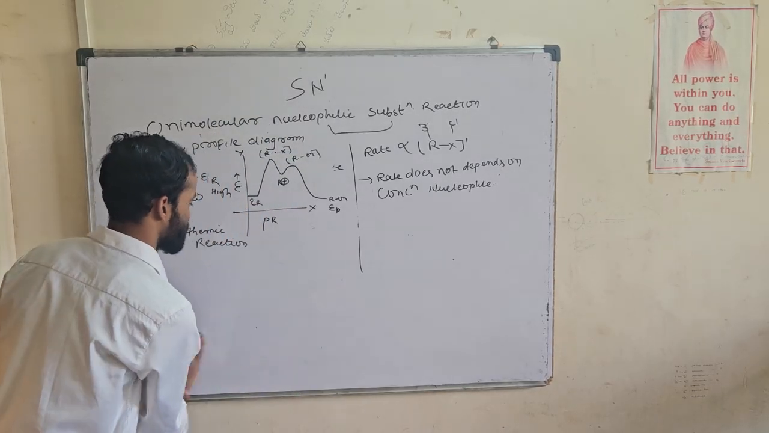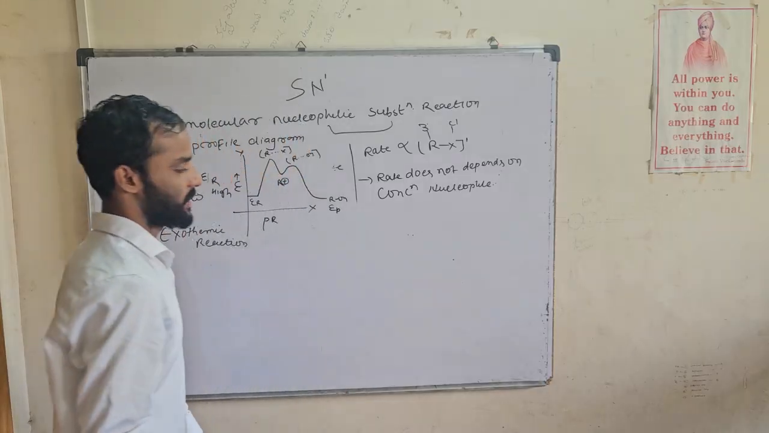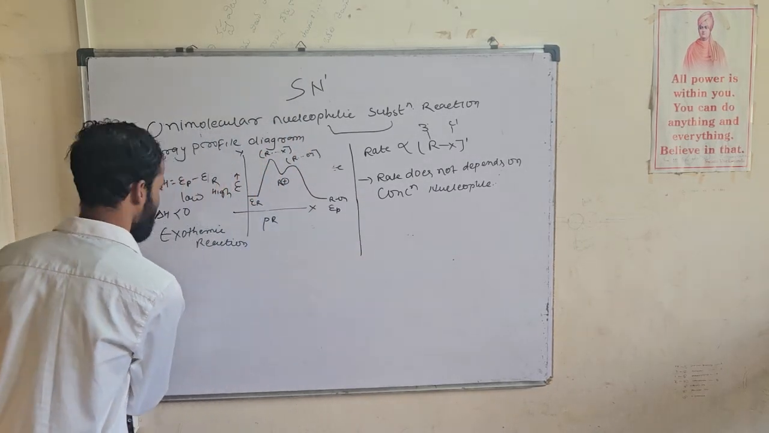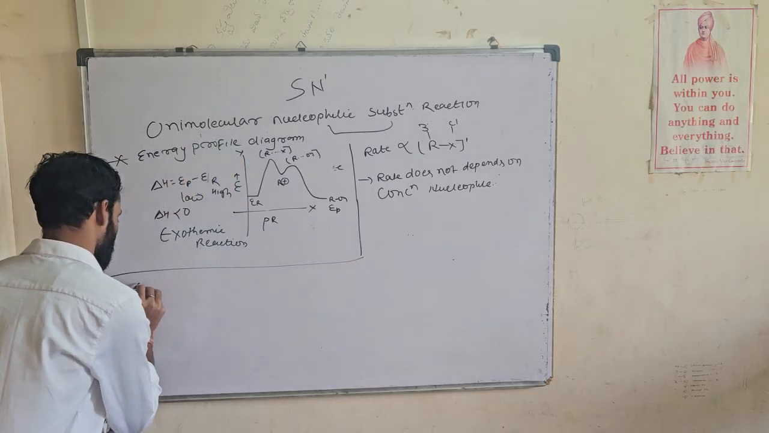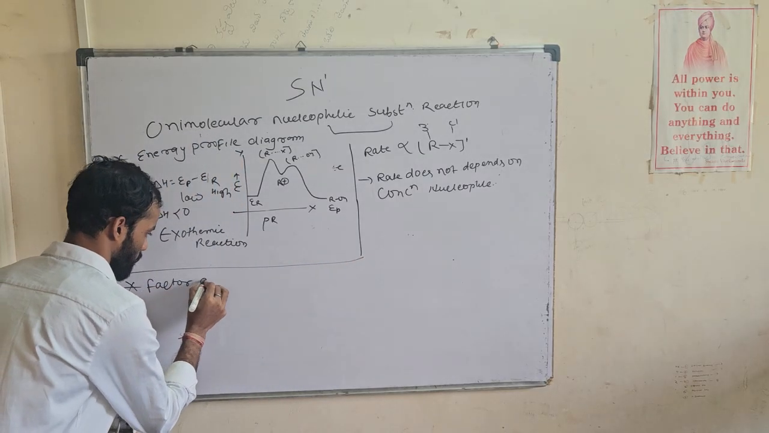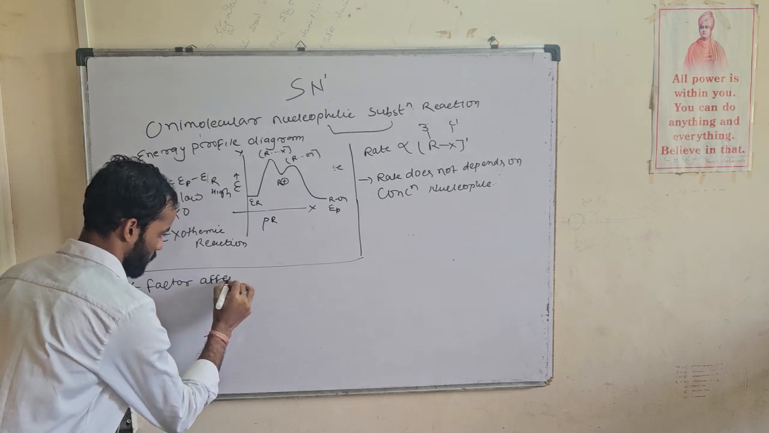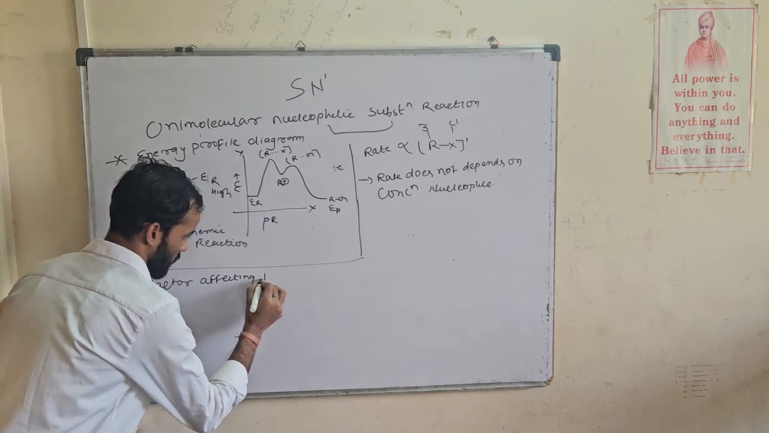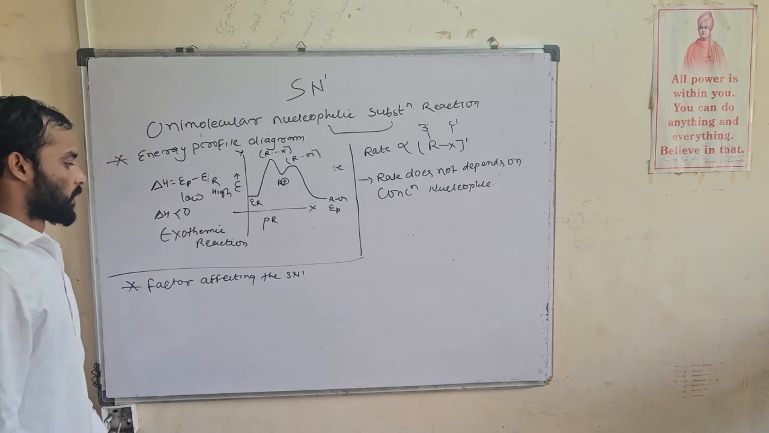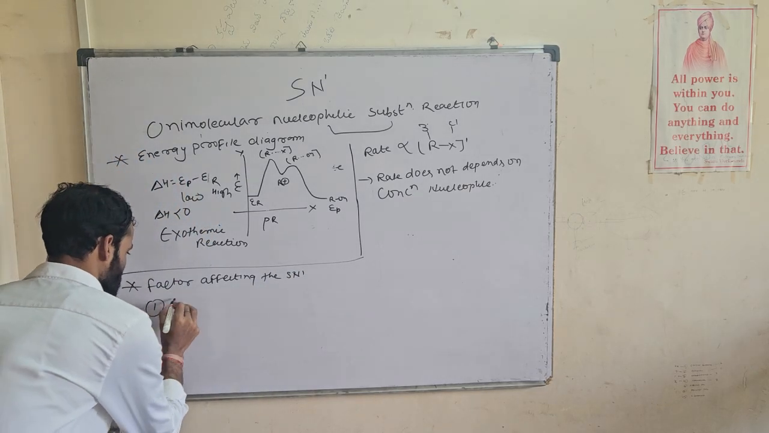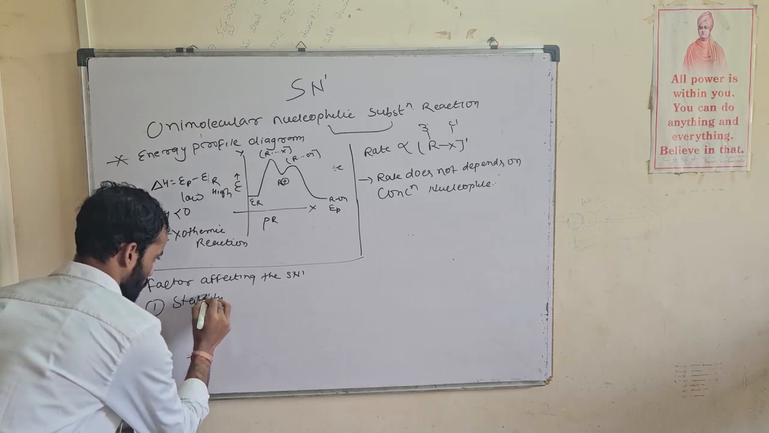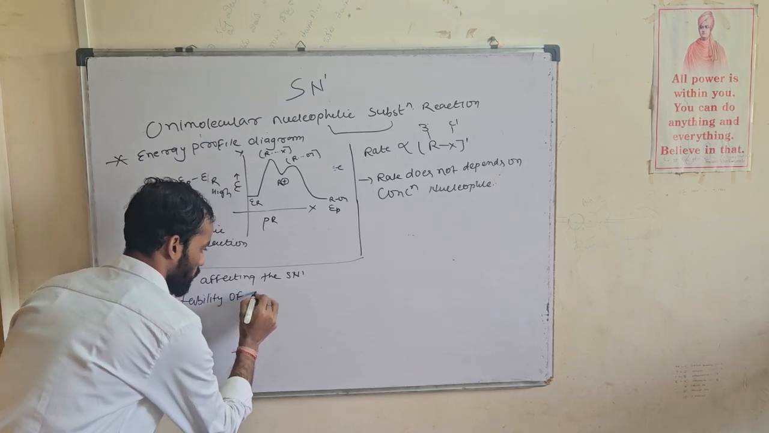Now I am going to discuss the factors which affect the SN1 reaction. So the first factor is the stability of carbocation.